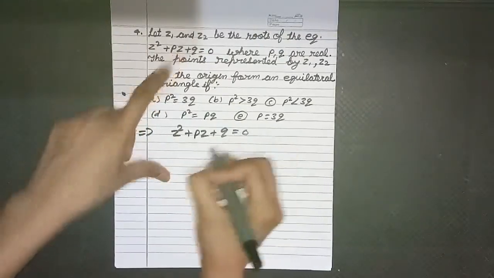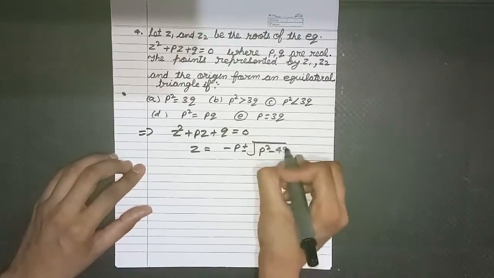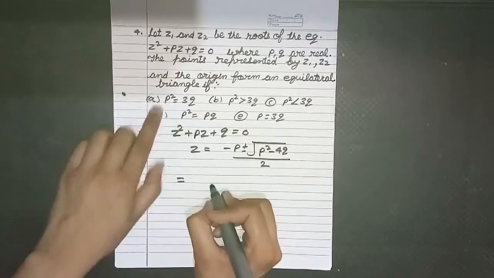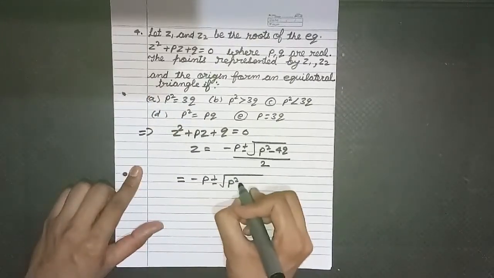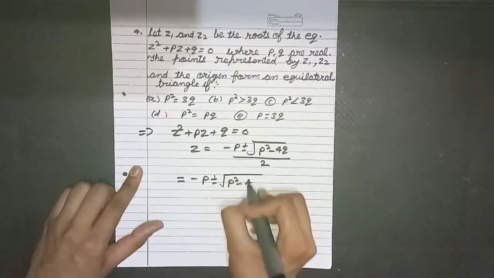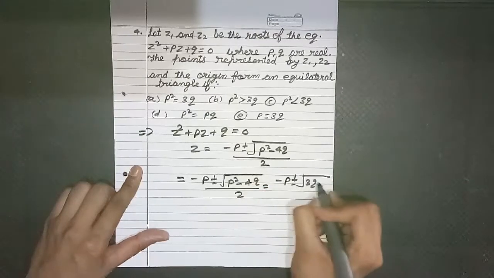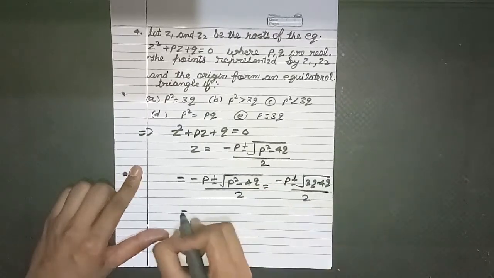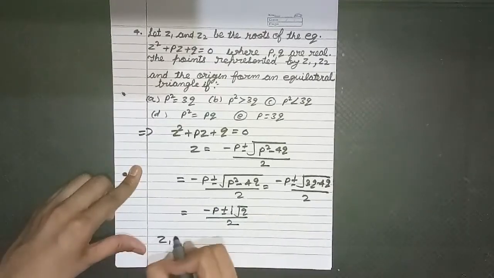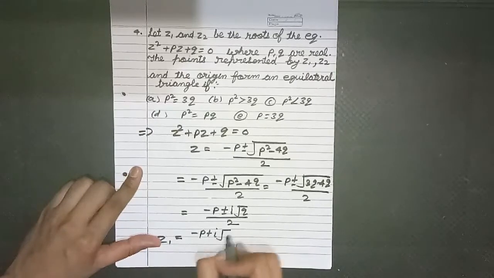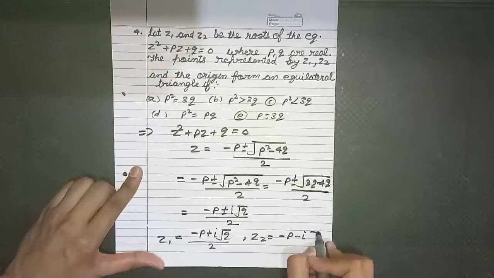z² + pz + q = 0. This is the given equation, right? So from here z = (−p ± √(p² − 4q))/2. So this is equal to (−p ± √(3q − 4q))/2. We have put p² = 3q, taking option A, right? So from here (−p ± i√q)/2. So z1 = (−p + i√q)/2 and z2 = (−p − i√q)/2, right?